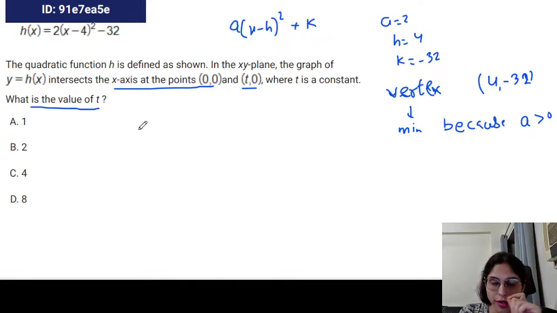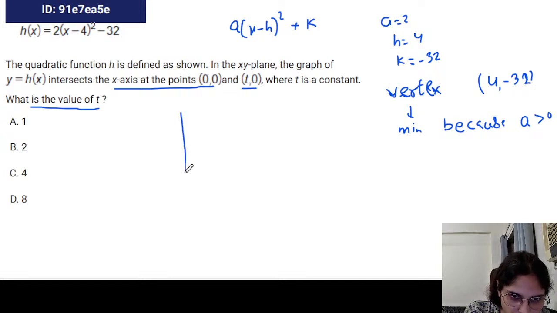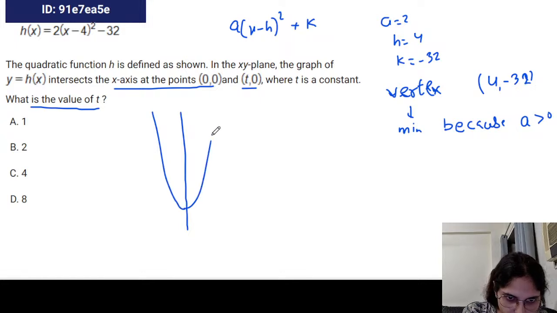Now there is one important concept. In quadratic functions you have the axis of symmetry. Axis of symmetry means you have the same value here, so these two lengths are going to be the same. The x value of the vertex is always the midpoint of any two x values where you have the same y value. So here also you have the same y value, 0 and 0. X values are 0 and t.